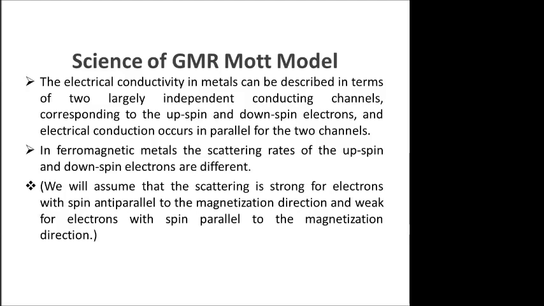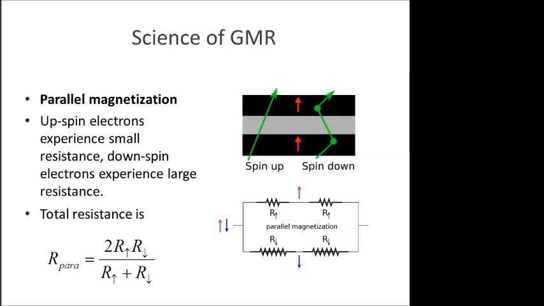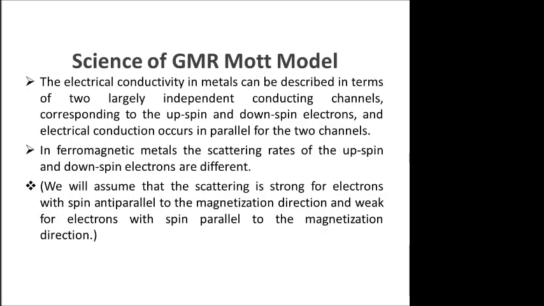In ferromagnetic materials, the scattering rates of the upspin and downspin electrons are different. We assume that the scattering is strong for electrons with a spin anti-parallel to the magnetization direction and weak for electrons with a spin parallel to the magnetization direction. We saw this with the perpendicular and parallel property, and the same property is assumed here through the channels, where the spinning of electrons will occur.